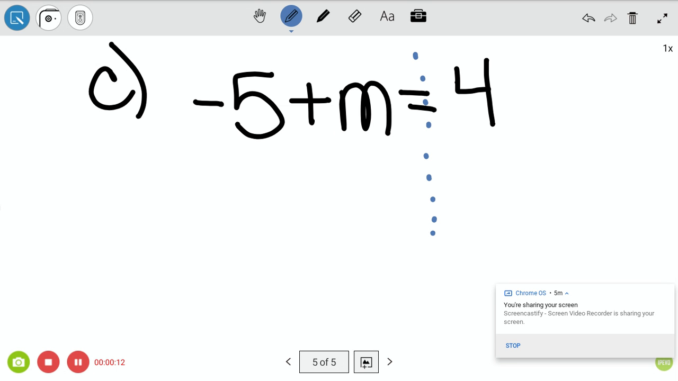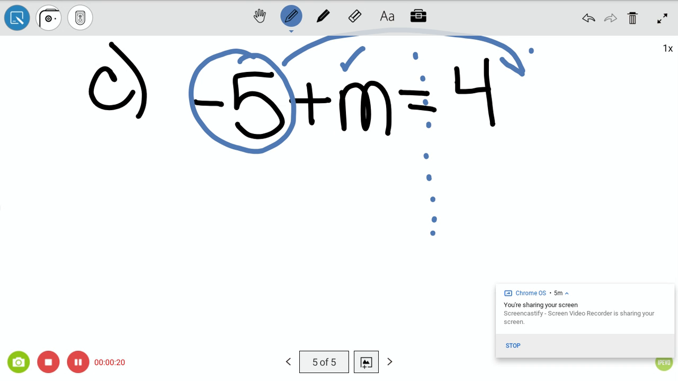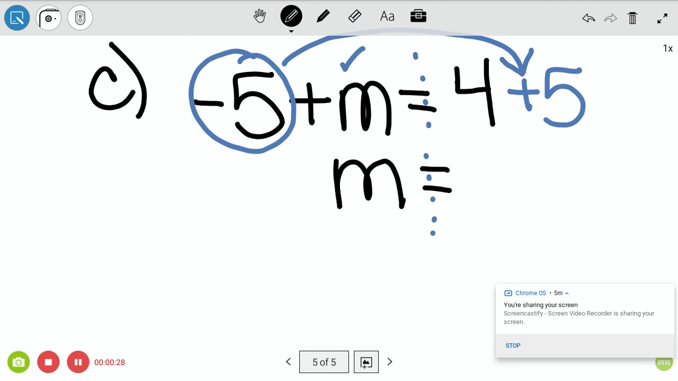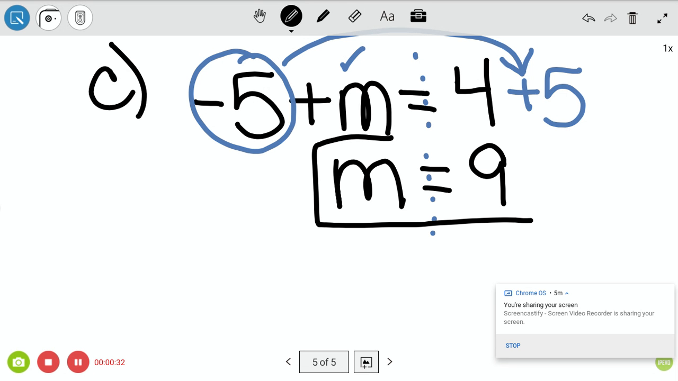The only thing I want left on the left-hand side is the m. So this one is good, but this -5 is not. We want to move it over. To move it over, a -5 turns into a +5. And then we are left with m equals +4 plus 5 gives us a +9. And then there we have it.